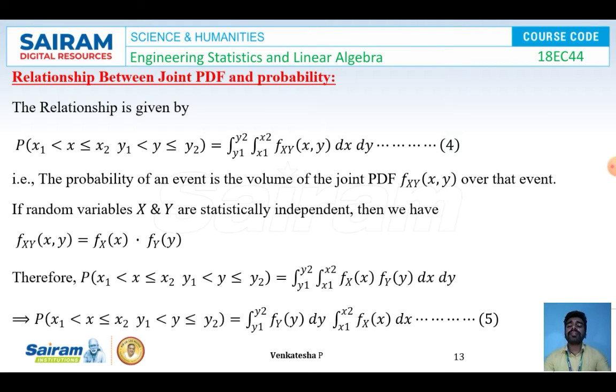Since x and y are independent random variables, we can make use of this formula: f_XY(x, y) can be written as f_X(x) times f_Y(y). If I replace these two equations here, I get the expression P(x1 < x ≤ x2, y1 < y ≤ y2) equals the integration from y1 to y2 of f_Y(y) dy times the integration from x1 to x2 of f_X(x) dx.